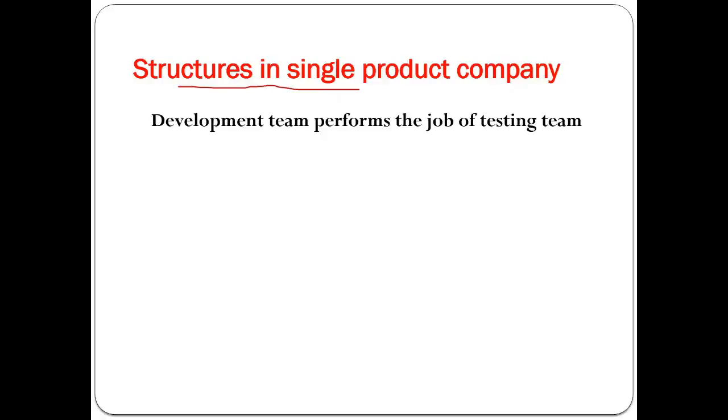Next we'll see structures in a single product company. When companies start, they begin with a single product. The organization does not work with many formalized processes. At the beginning they follow informal processes and not defined rules. In this organization structure of a single product company, the development team performs the job of the testing team. So the developers are going to perform testing and testers are going to do development. There will be a job rotation among developers and testers.